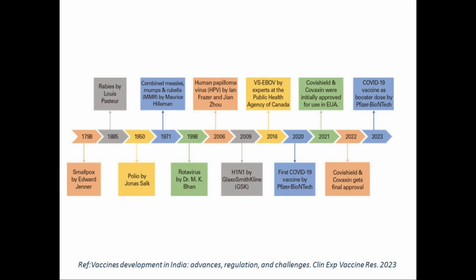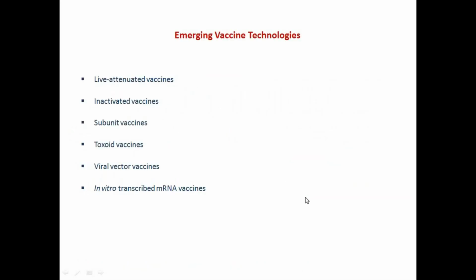This slide shows the major milestones in vaccine development all around the world, and then we can also focus upon the Indian based success. First, in 1789 it started with smallpox, where Edward Jenner identified the vaccine. After that we have several milestones, and in 2020 we have the first COVID-19 vaccine by Pfizer BioNTech, and then in recent times the booster dose by Pfizer BioNTech and others.